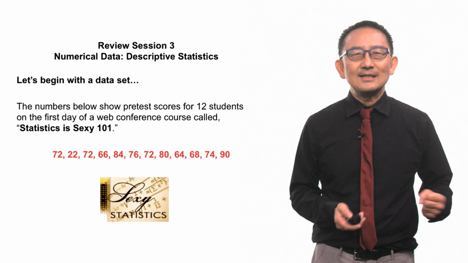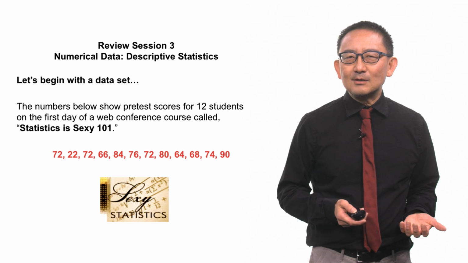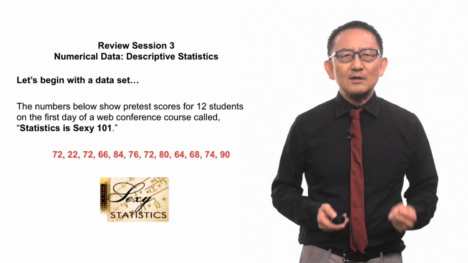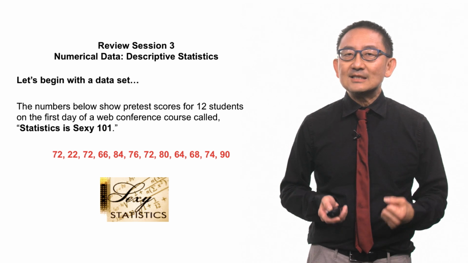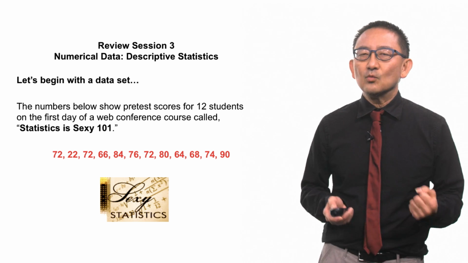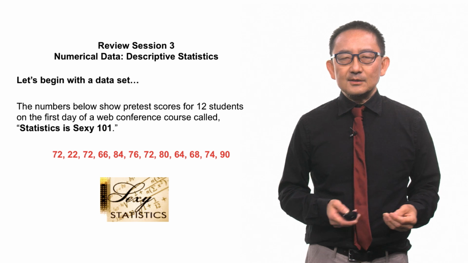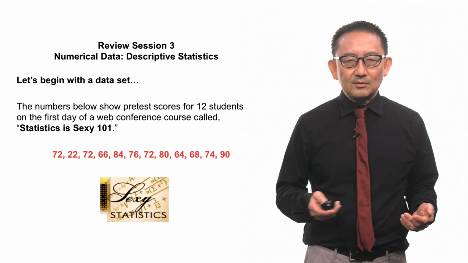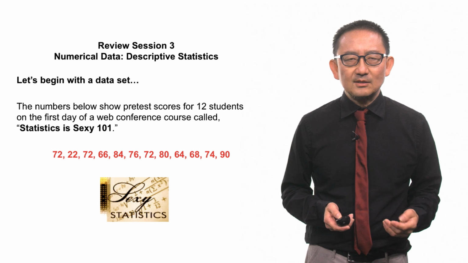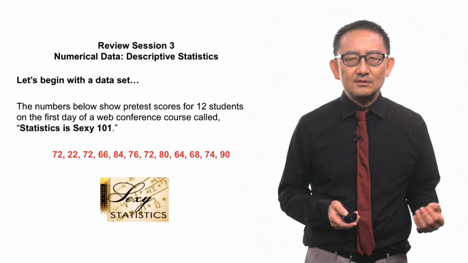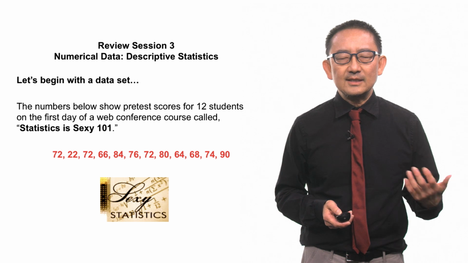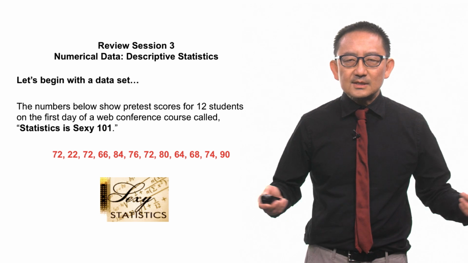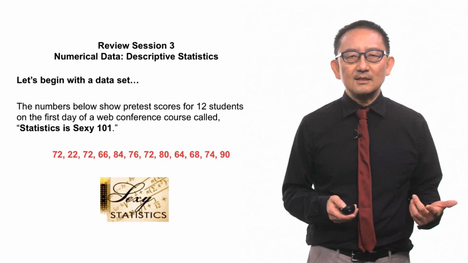So let's begin with the data set. The numbers below show pretest scores for 12 students on the first day of a web conference course called Statistics is Sexy 101. And you see all of the scores going across the way, starting with 72, 72, 22, 72, 66, 84, etc. So you see a listing of scores.